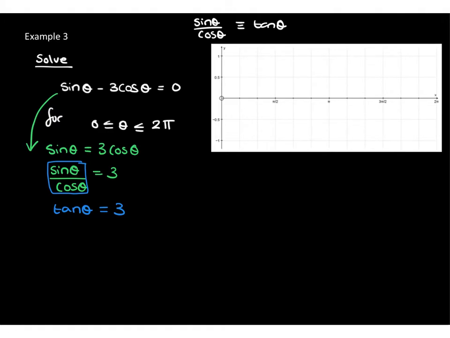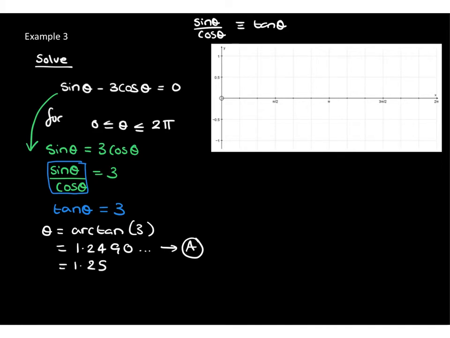So here we go. We can work out theta using arctan or tan to the minus 1. It's perfectly fine to write tan to the minus 1 of 3. So theta equals arctan of 3. Check your calculator is in radians here, as we're working between 0 and 2 pi, and theta equals 1.2490... Now remember, store that in a calculator memory. I'm going to round it to 3 significant figures for when I present my final answer.